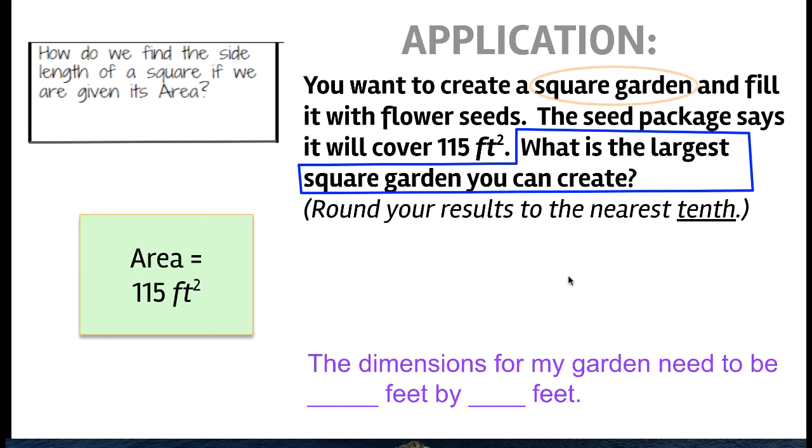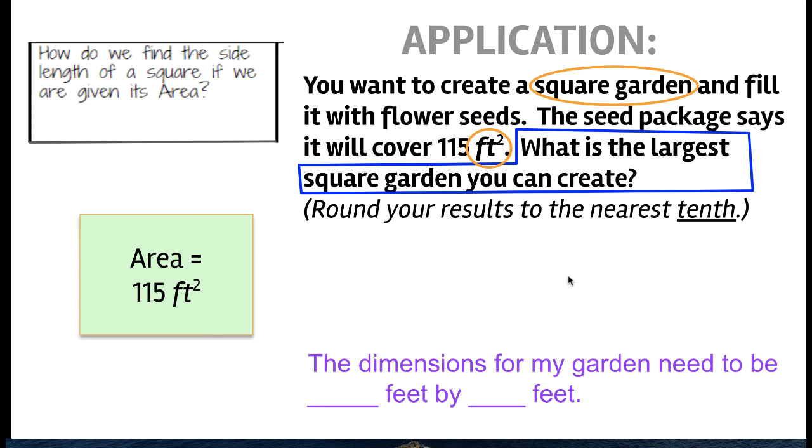You want to create a square garden. A square is a really nice shape, and it has some important properties, like all sides measuring the same length, and fill it with flower seeds. Nothing else there. The seed package says it will cover 115 square feet. That label is drawing my attention. I know that if I know the area of a square, I can use that to help me figure out the sides of the square.